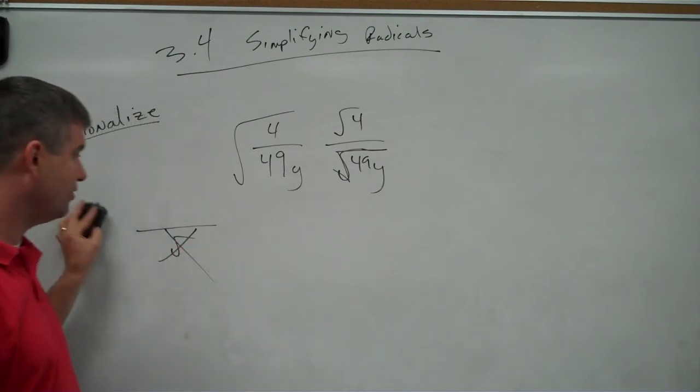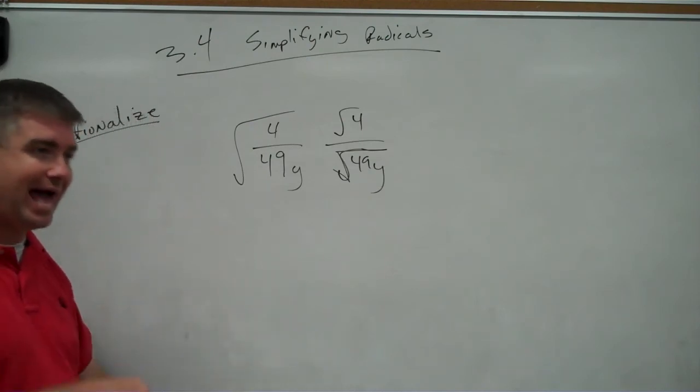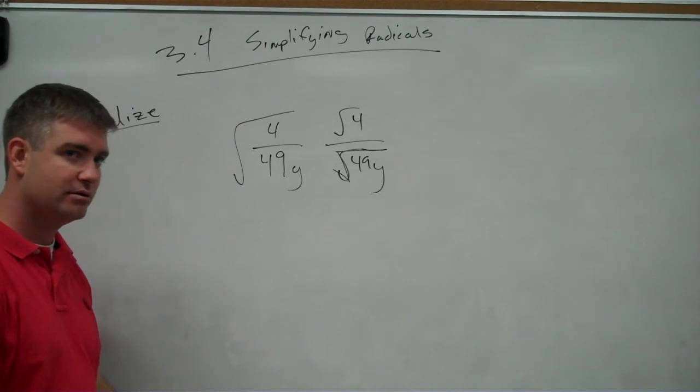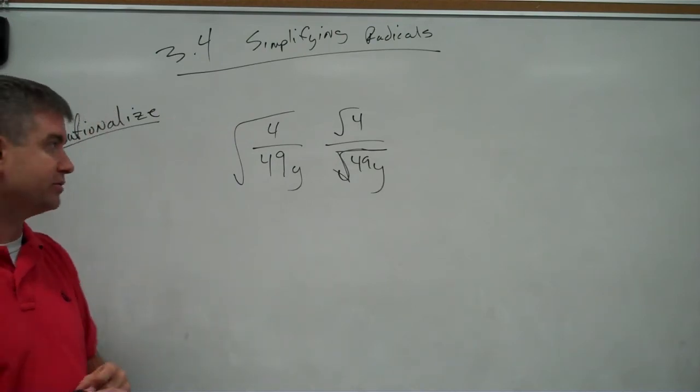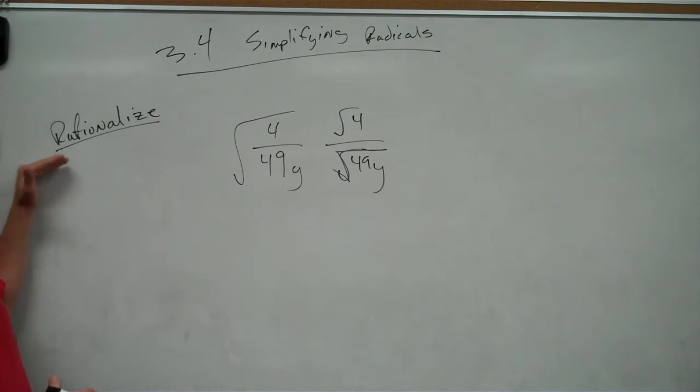So you might as well not pull the 7 out now. You'll pull it out later. Okay? Don't pull the 7 out now. That's why I did this example on purpose. So we're going to rationalize.